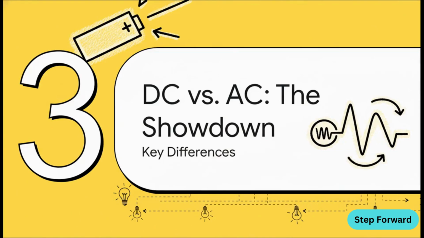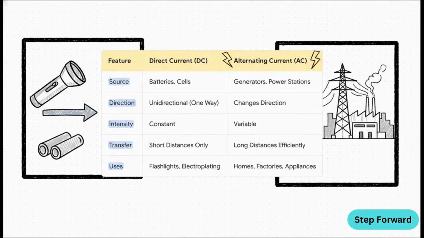All right, so let's put them head to head. This is the showdown, because understanding the differences between DC and AC is really the key to understanding our entire modern electrical world. This chart really lays it all out. You see, DC from batteries is like a one-way street. It flows in one constant, steady direction. Now, that's perfect for small devices, but it just doesn't travel well over long distances.